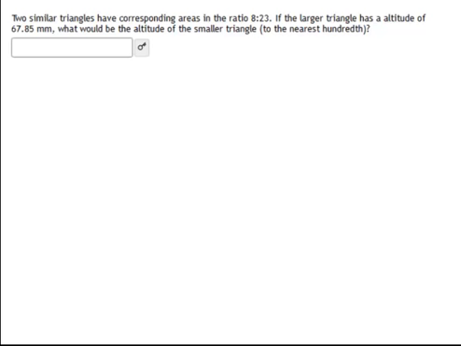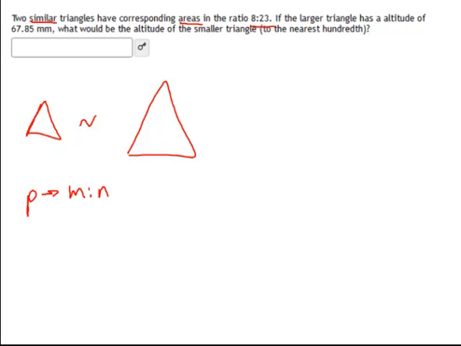So in this problem, we're told that two similar triangles have areas that have a ratio of 8 to 23. So if two triangles are similar, that means that the ratio of their parts is some ratio m to n, and the ratio of their corresponding areas is that ratio squared. So m squared to n squared.